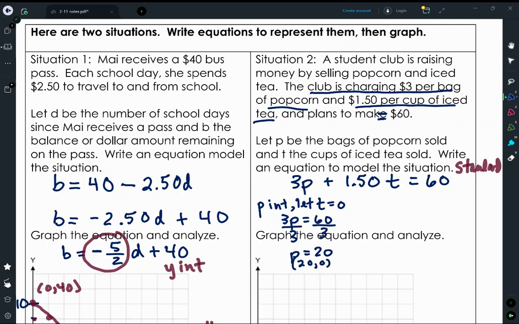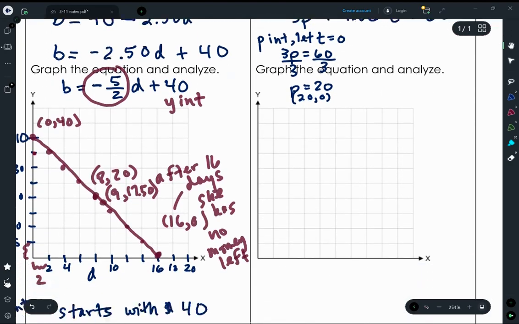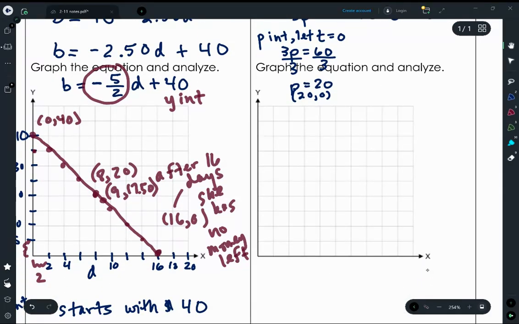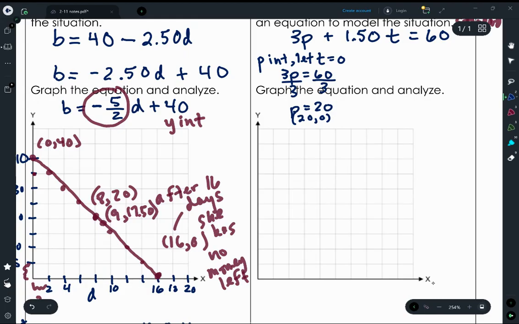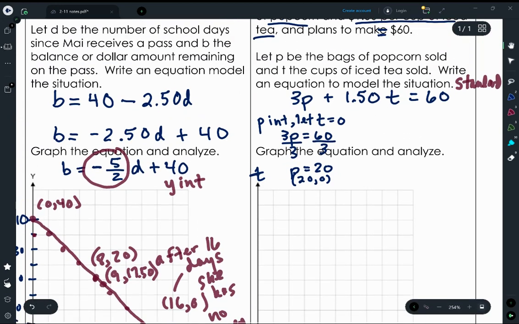So what I'm telling you is that we're going to make P be our x-axis. This is going to be our p-axis for bags of popcorn, and this is going to be our t-axis for cups of tea. I almost wish we just used x and y. I would have simplified this a little bit. Okay, so now to find my t-intercept.